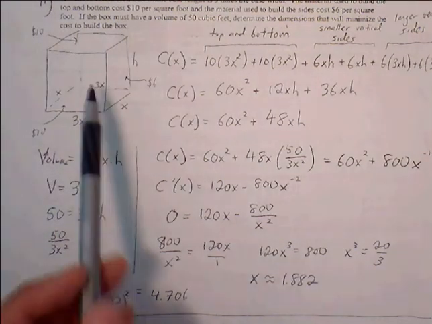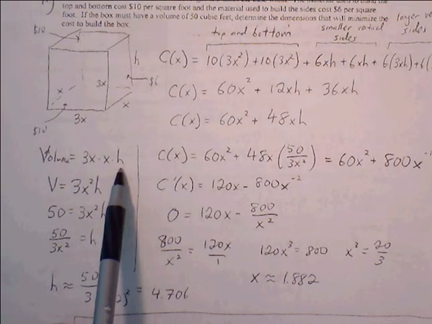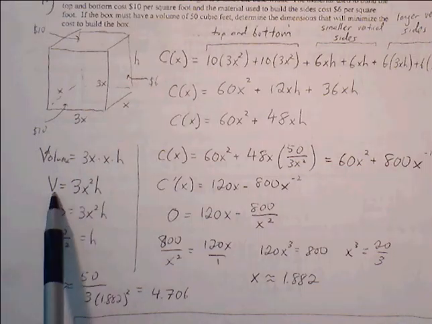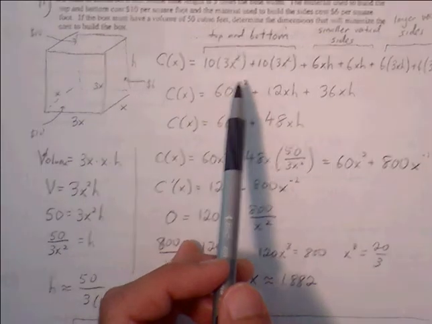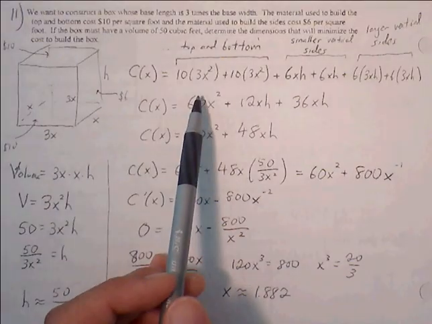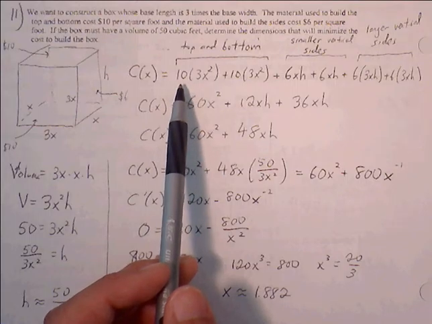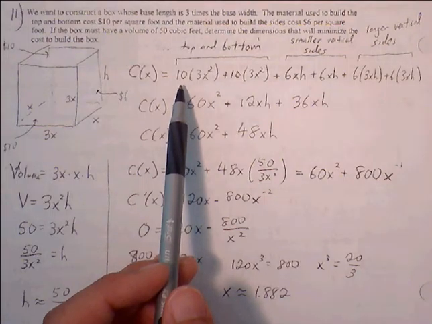All right, so let's deal with volume first. That's easier. So volume is just going to be width times length times height. So our volume is 3x times x times h, which is 3x squared times h. All right, so that's our volume equation. Let's look at our surface area slash cost equation. So the cost is going to be based off of the different value or different cost for each of the faces of this box.